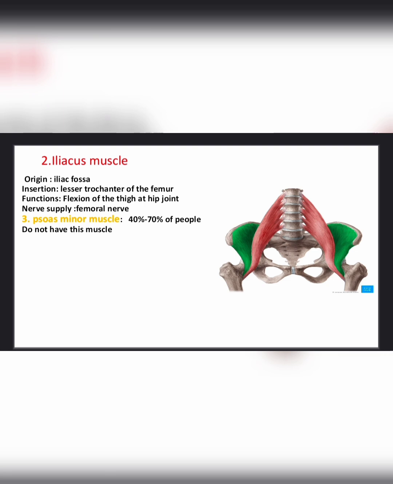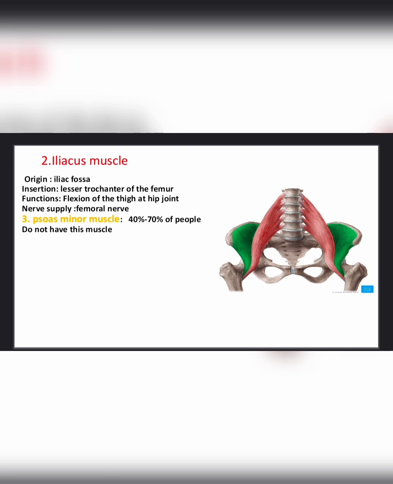Let us move on to the second muscle, the iliacus muscle. The iliacus muscle originates from the iliac fossa of the pelvis. It joins with the psoas major muscle and inserts in the lesser trochanter of the femur. The nerve supply of the iliacus muscle is the femoral nerve, and the function of this muscle is flexion of the thigh at the hip joint.